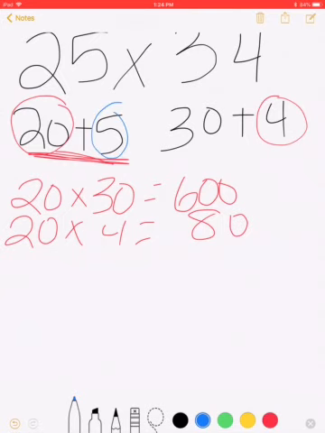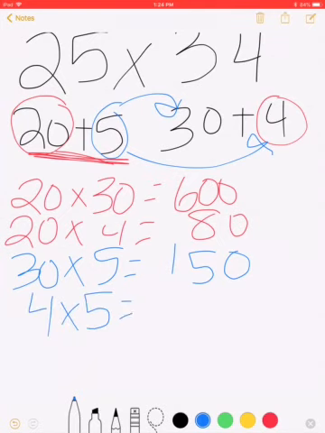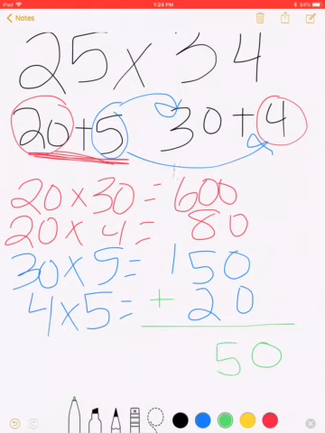I've multiplied 20 by everything that I can, so now I'm going to switch to the 5. So I'm going to look 5 times 30, or 30 times 5, gives me 150. And then last, 5 times 4, or 4 times 5. Again, after I've multiplied all the numbers, I add them together. And I get 850 as a final answer.